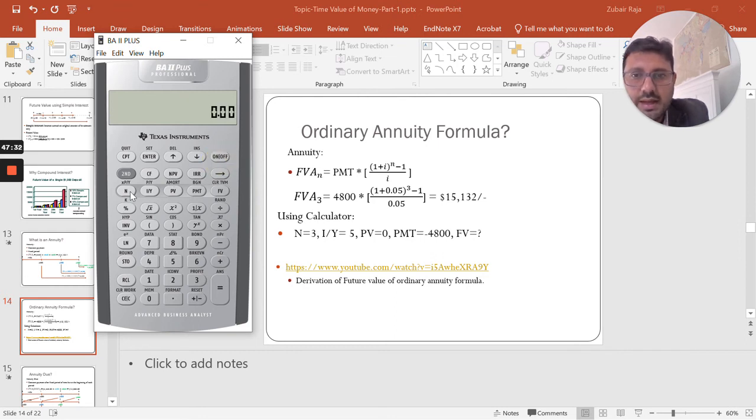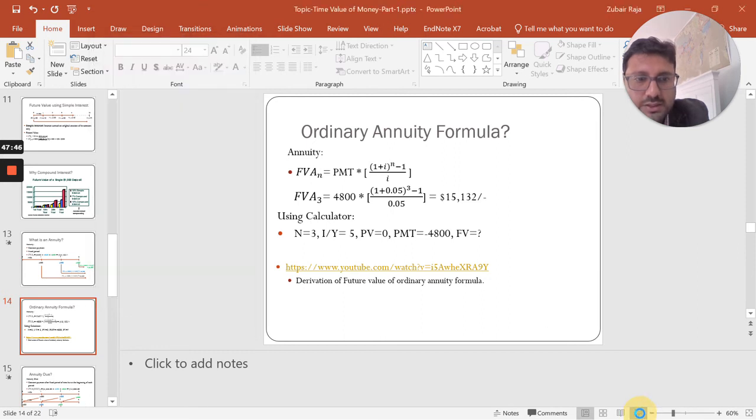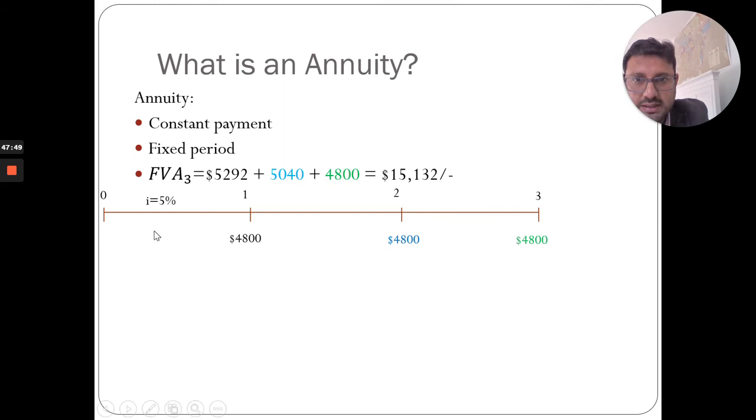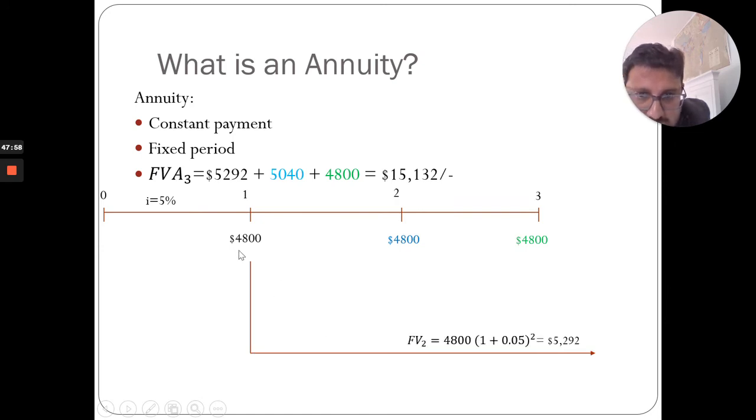What is n? N is my 3. And what is my interest? Interest is my 5. What is my present value? For that purpose, you need to go back to the previous timeline. Over here, there was no present value. Though for the purpose of calculation we used 4,800 as a present value, for the calculator purpose it is actually the equal payment, same payments. It's not a present value. So for the calculator, the present value is 0.